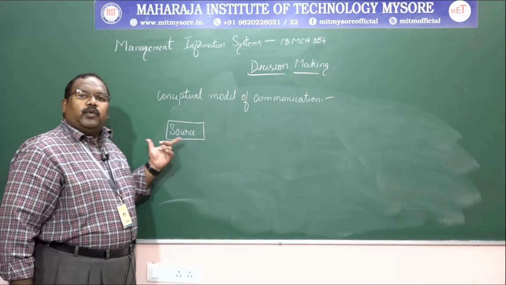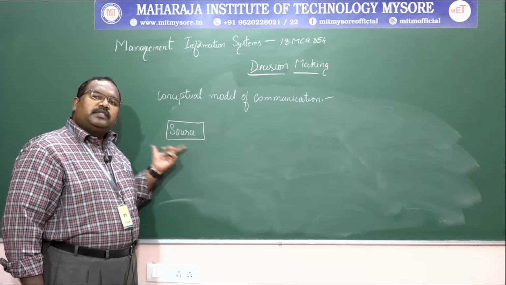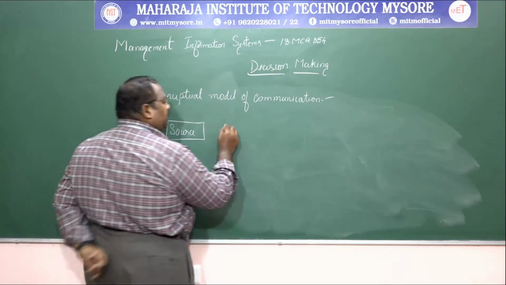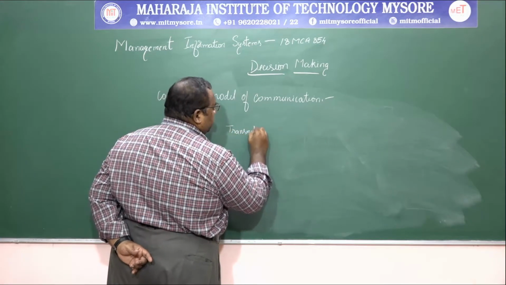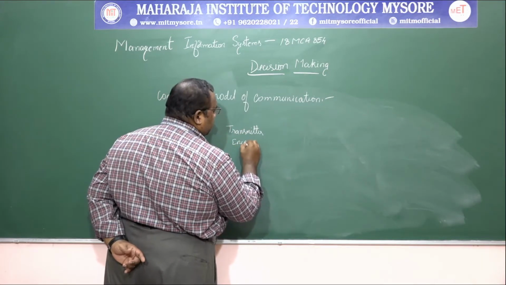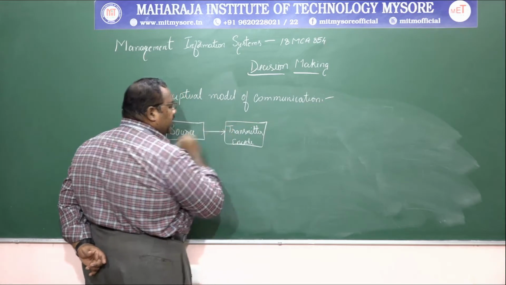Source is a place where data is there, so we call this a sender. When we want to send this information, it is transmitted. So during the process of transmitting, the information is encoded in the transmitter.